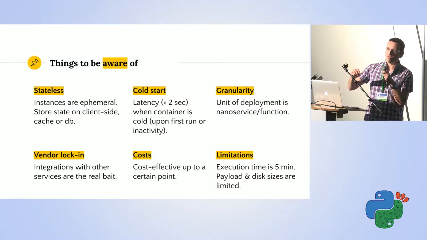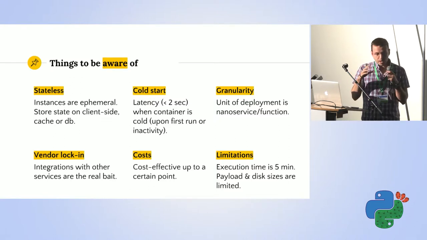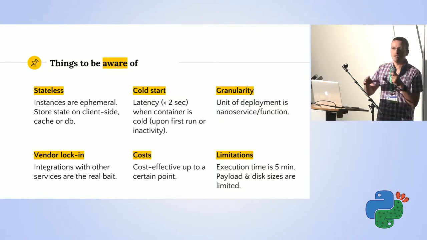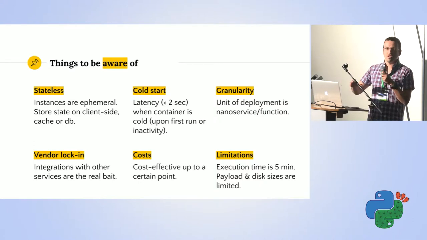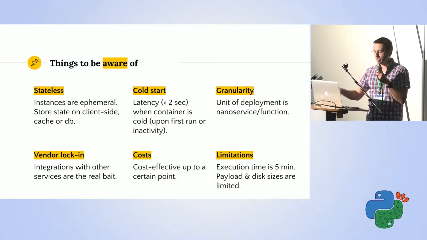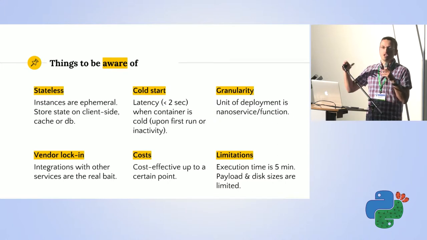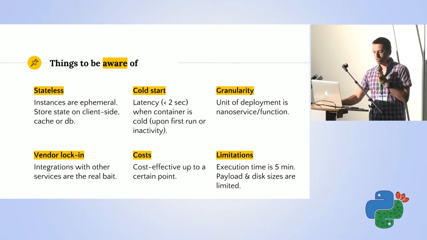There's another architectural aspect to it, which is that the unit of deployment is a function. So once we had monoliths and then we moved to microservices and had to handle the pains of a distributed architecture, now you have it with a much more distributed architecture, much more functions to manage, and this is also something you should be aware of.